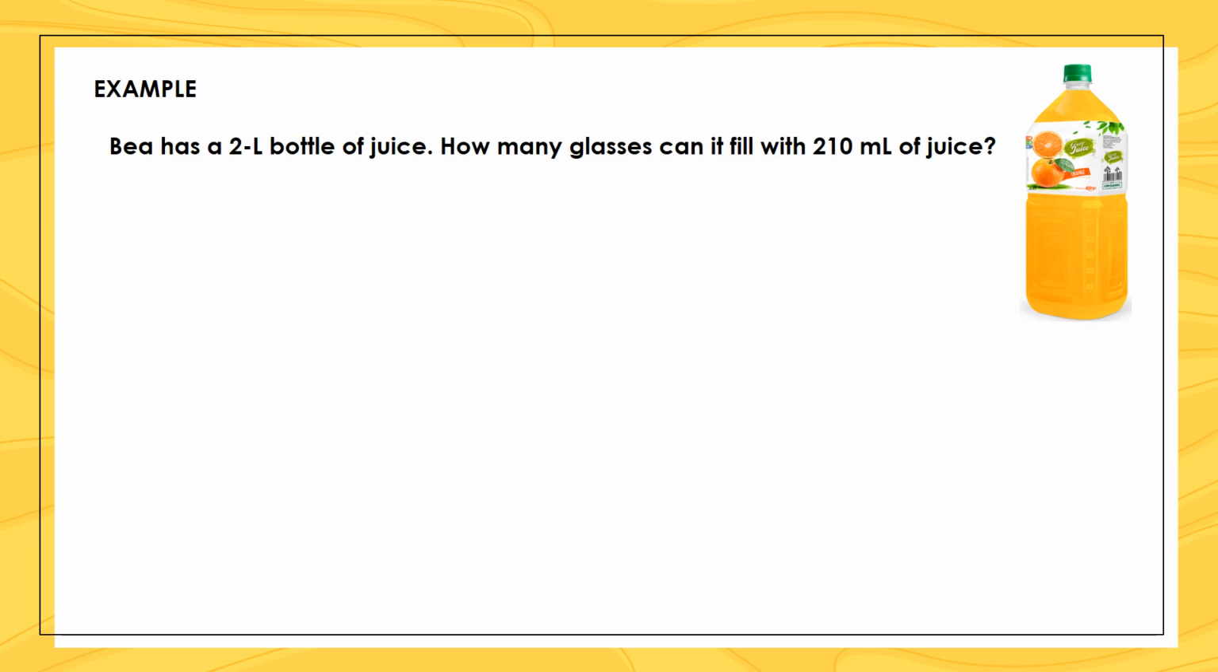Bea has a 2-liter bottle of juice. How many glasses can it fill with 210 milliliters of juice? So to answer this one, as you can see, the bottle of juice is 2 liters, right? But the glasses it will be filling are in the unit milliliter. So what we need to do first is to convert 2 liters to milliliters. Let's write it here. Convert 2 liters to milliliters.